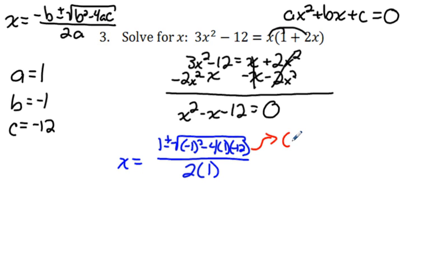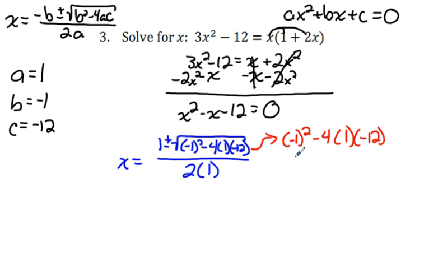It's negative 1 squared minus 4 times 1 times negative 12. I do this first. That way it's a whole lot easier, in my opinion, to finish off this thing, if you know where to start. All right, this thing's called the discriminant, by the way.